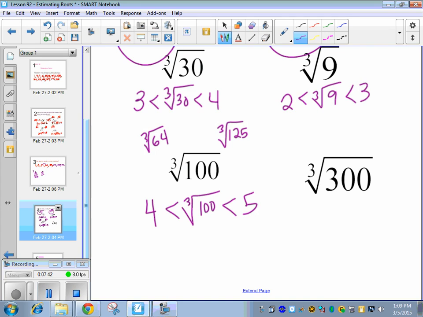Right? Then we've got the cube root of 300. So you might need your notes for this, or you might have to multiply some of them out, right? What's 6 cubed again? That's 7 cubed. What's 6 cubed? 216. 7 cubed is 343. So 343 would be bigger than this, right? If we know 343 is 7, it's going to be less than that. So it has to be between 6 and 7. Any questions?